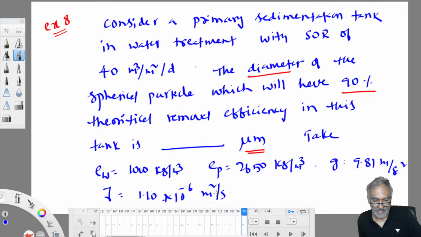So far we calculated the things related to 100% removal. What is the size of the particle that is only removed 90%? That you have to work out. Come on, try. That we have to find out in microns.